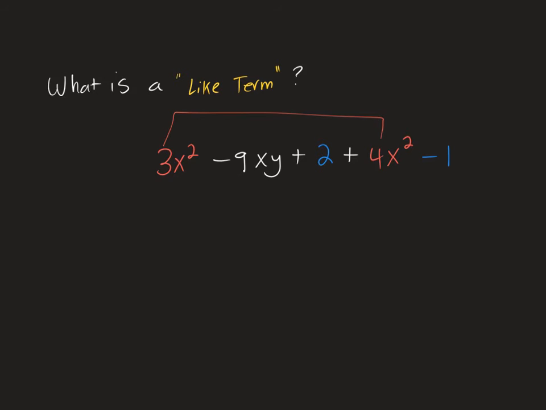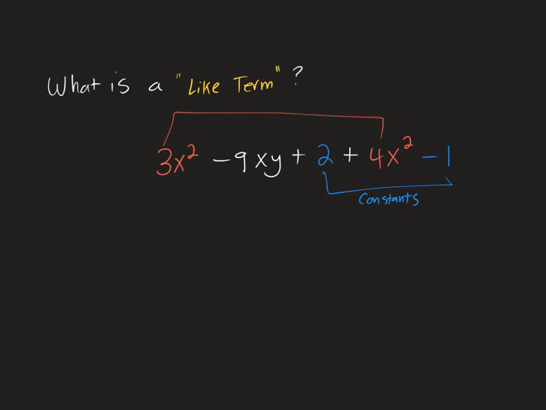And then these two things down here are called the blue things. They don't have a variable, so these are called constants. And constants are just numbers that we can combine. So we're going to combine like terms by combining the things that have the same variable and same exponent, and then the things that are just the numbers.